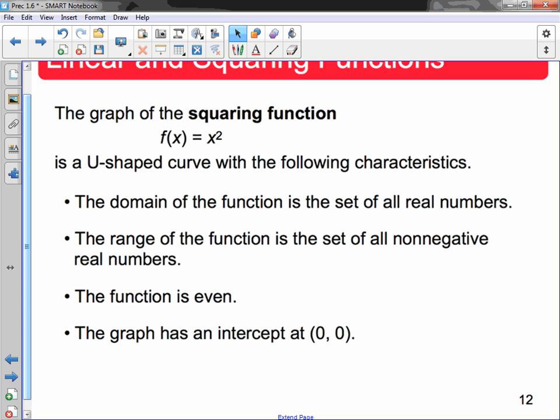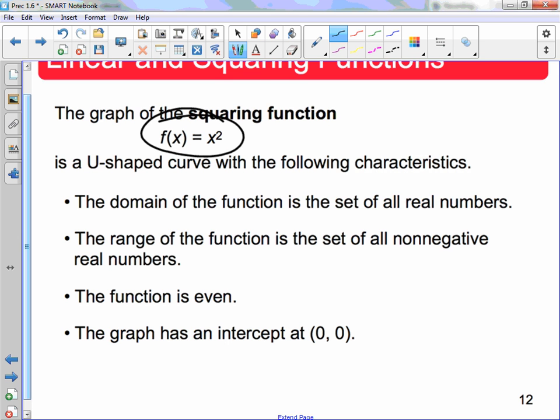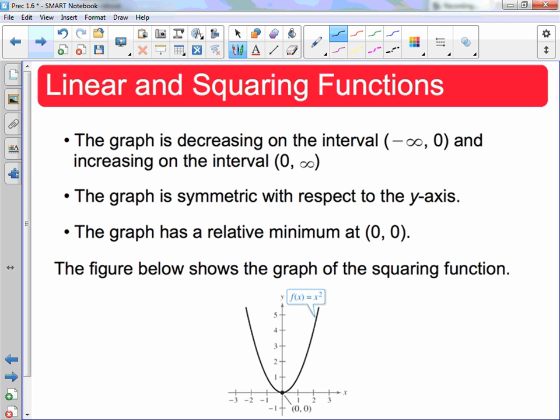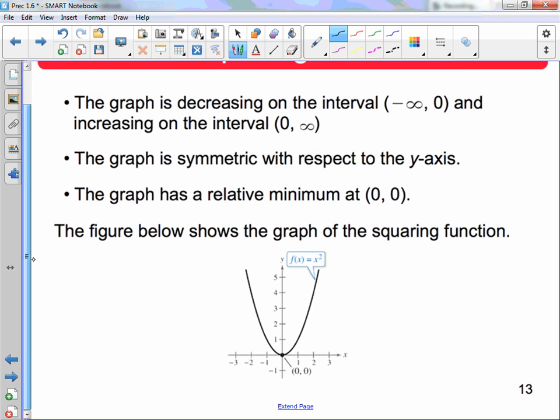Now, this is not talking about any type of transformations, moving it up, down, left, right. It's only talking about this basic f of x equals x squared. The graph is decreasing on the interval of negative infinity to 0. So what that's saying is as we come from the left, the y values are going down. And as soon as we hit 0, they start going back up. So it's increasing on the interval of 0 to infinity.